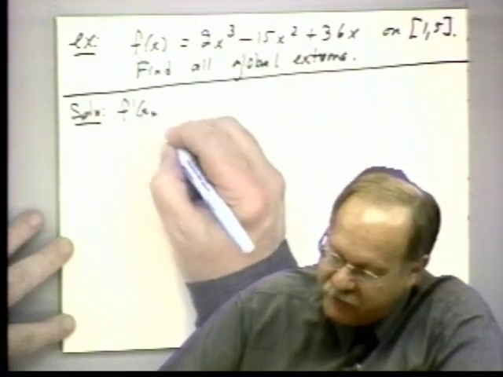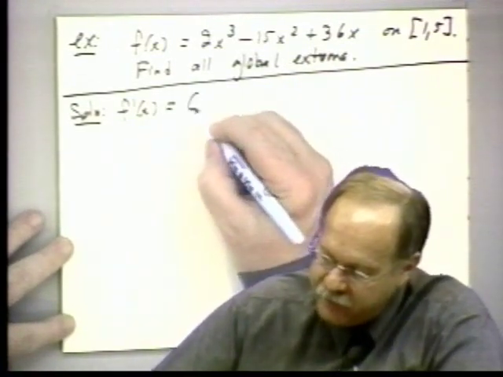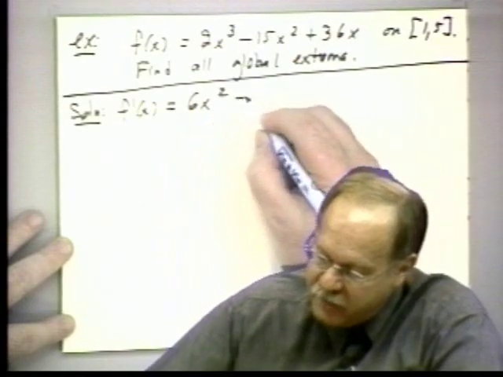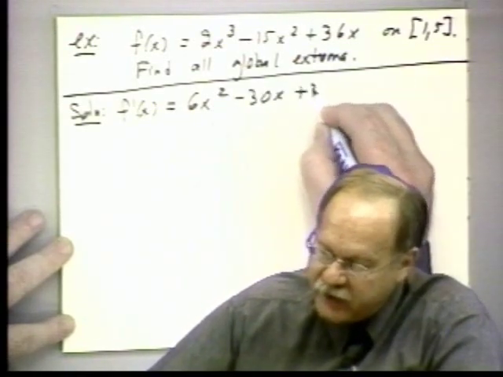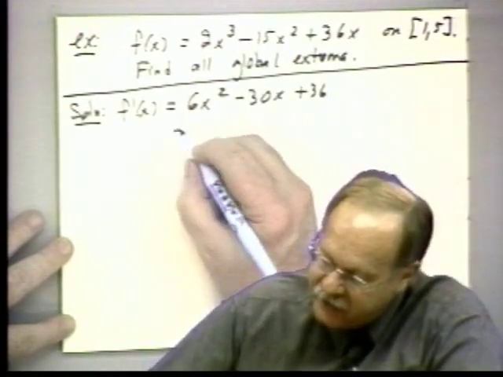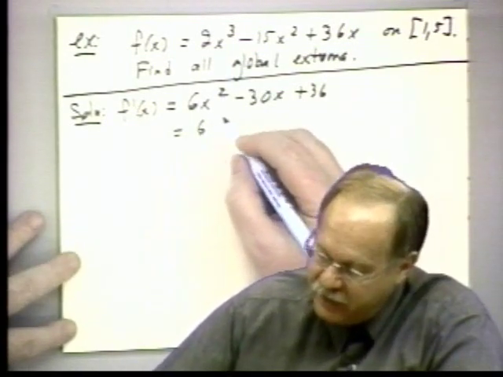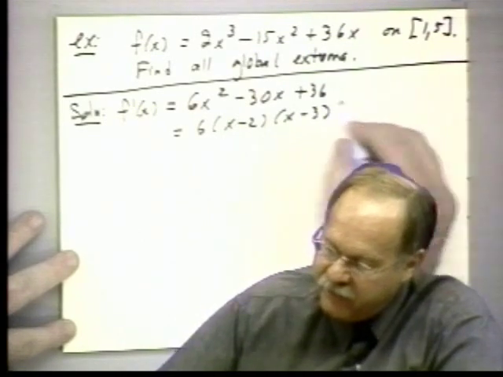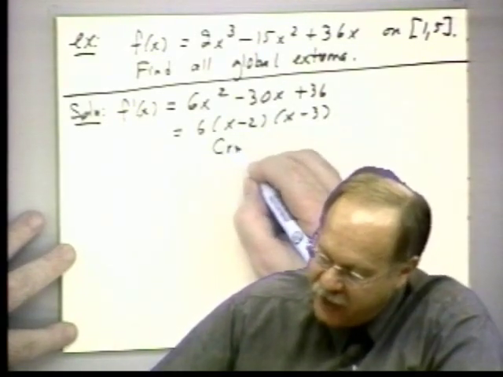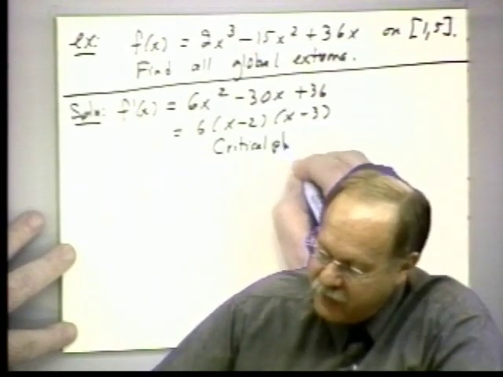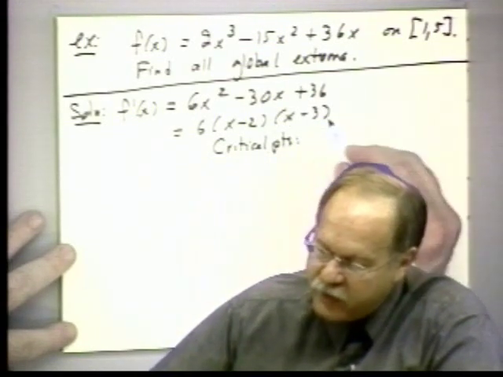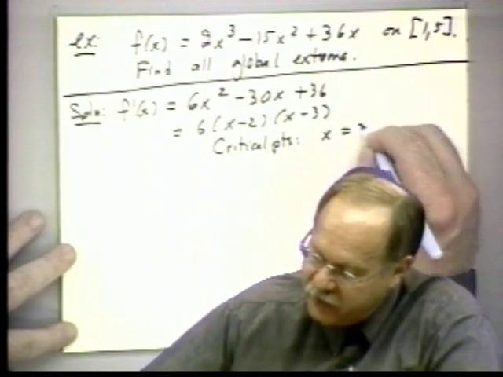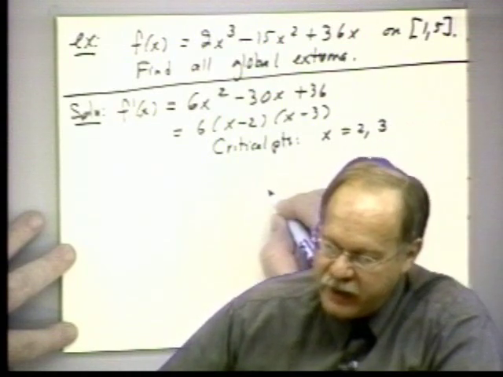So I do my first derivative as I've done so many times before. 6x squared minus 30x plus 36. This nicely cleans up to 6 times (x minus 2) times (x minus 3). Factors nicely. That means I have my critical points now. My critical points are where this would be 0, which is x equals 2 or x equals 3.